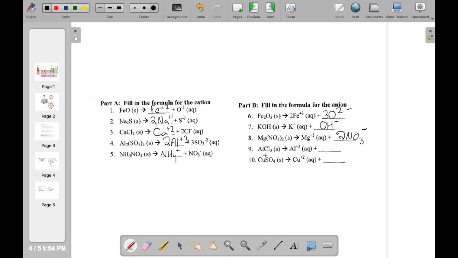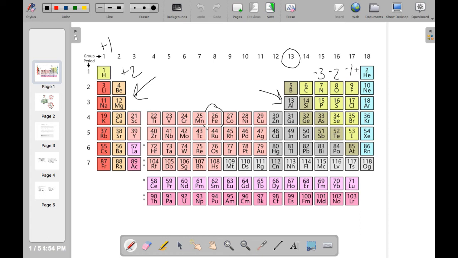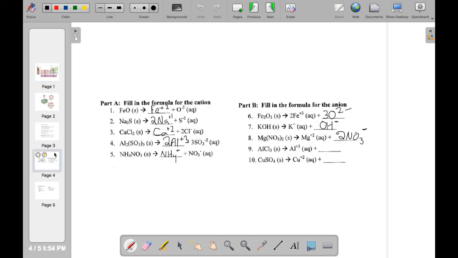We have aluminum chloride. Well, we already know aluminum is plus 3. We went over that earlier. And we already know chloride is minus 1 because it is a halogen. How many of them do I have? 3. 3. Chloride anions. Aqueous. Okay, here we have copper sulfate. And that sulfate is going to be a 2 minus charge. I just got to remember that.